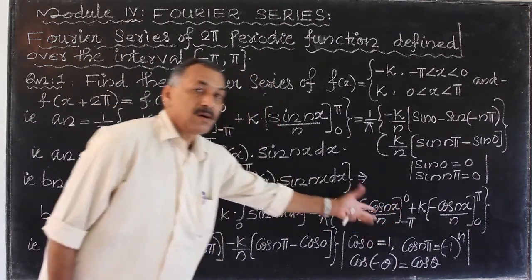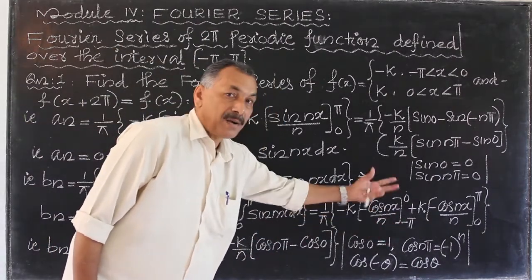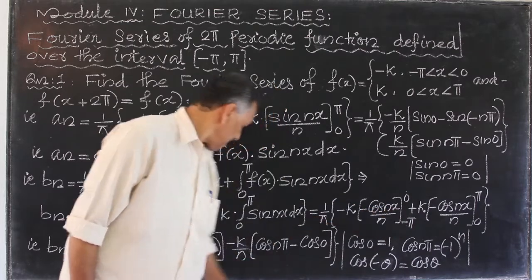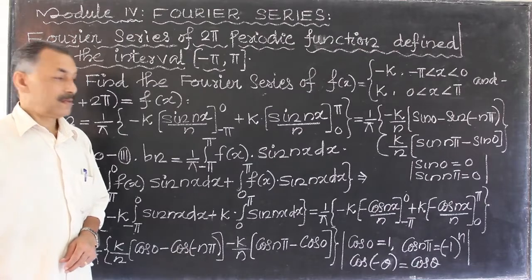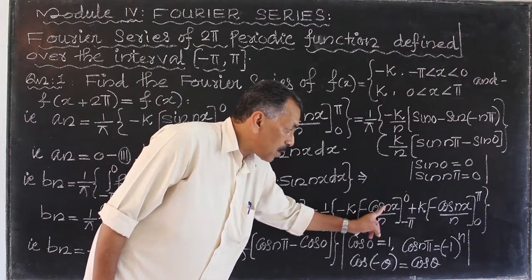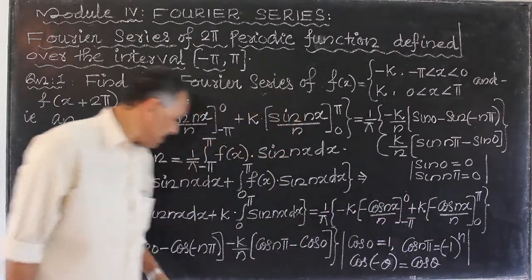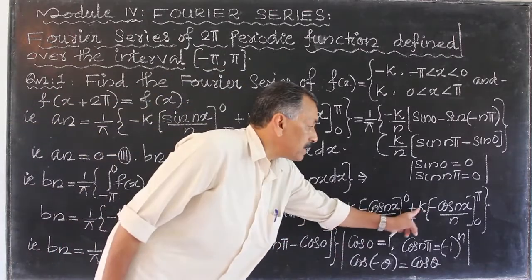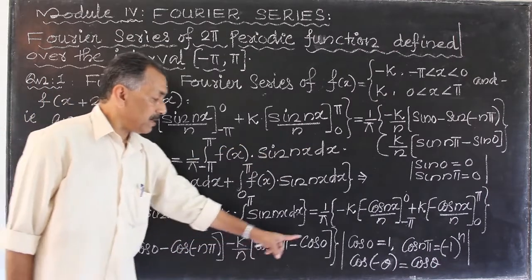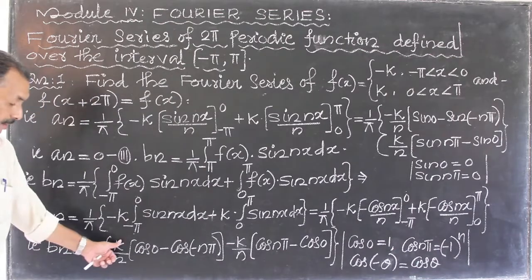If x is equal to 0, cos n into 0, cos 0, minus apply lower limit. Upper limit minus lower limit: apply x equal to minus pi, cos minus n pi. Upper limit apply the cos 0 minus lower limit apply the minus cos of minus n pi. X is equal to minus pi, n into minus pi, that is cos minus n pi. Then here minus 1 multiply the minus k by n, then minus k by n, upper limit apply the cos n pi minus cos 0. So that is Bn is equal to 1 by pi into k by n cos 0.